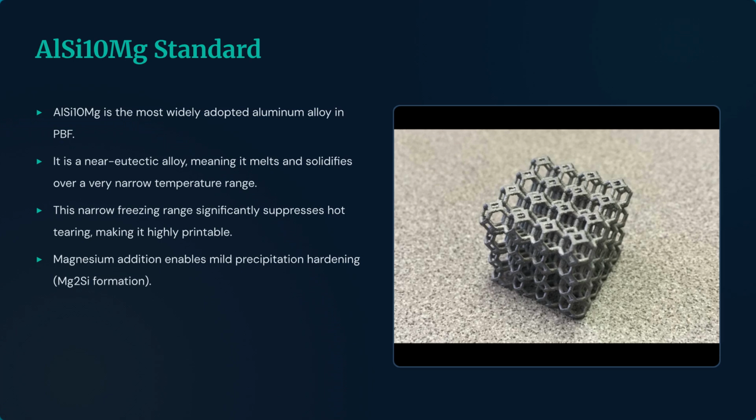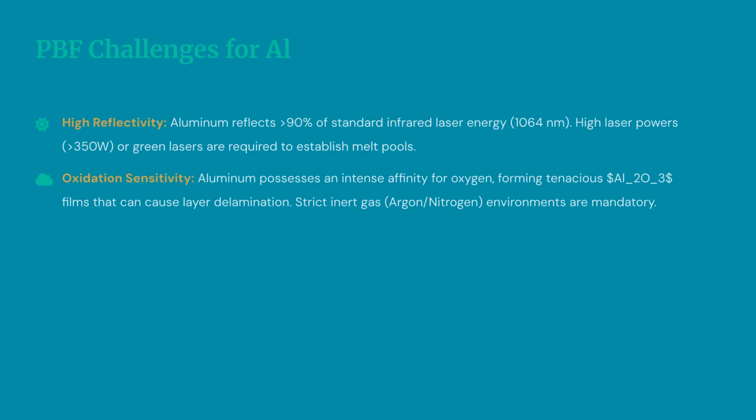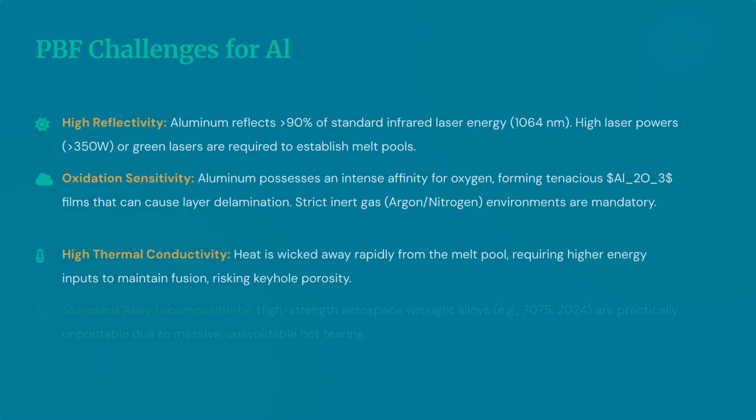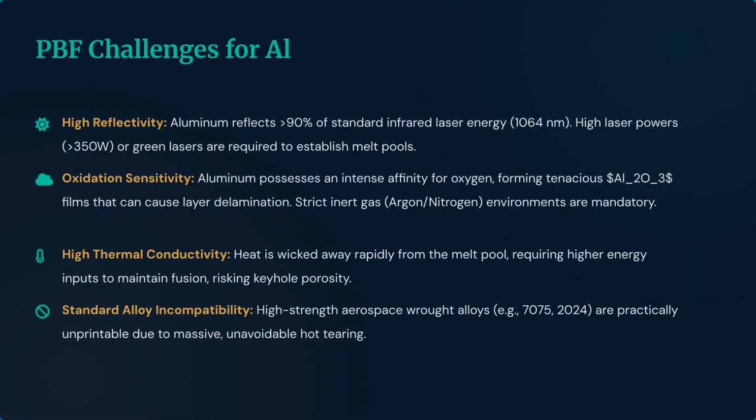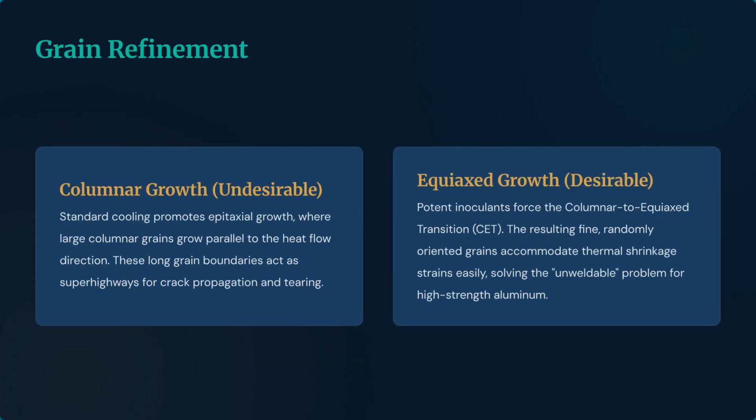AlSi10Mg is the standard choice in powder bed fusion. Its near-eutectic composition helps suppress hot tearing, and magnesium additions allow for precipitation hardening. Printing aluminum comes with challenges, including high laser reflectivity, oxidation sensitivity, and high thermal conductivity, all of which require specialized process parameters. Innovation in alloy design, such as Scalmalloy, has introduced scandium and zirconium to promote heterogeneous nucleation, effectively eliminating hot tearing issues. Grain refinement is critical. We aim to move away from undesirable columnar growth toward equiaxed grains to improve the reliability of printed aluminum parts.